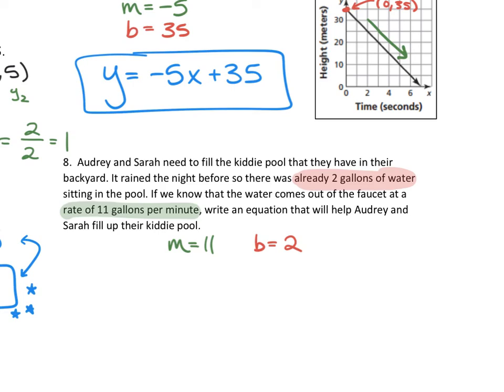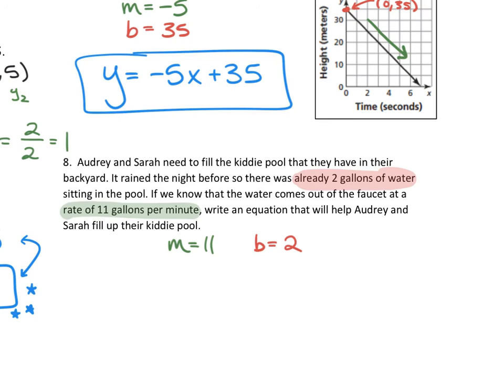All right, here's what I noticed. I noticed that this equation is going to have a slope of 11 because the problem tells us that the water comes out of the faucet at a rate, there's a keyword, of 11 gallons per minute. Okay, so it's filling up. That's going to be a positive value because we're putting water into the pool. Even though I didn't see that word, I know that that's what's happening in this real world situation. This is going to be a positive slope.